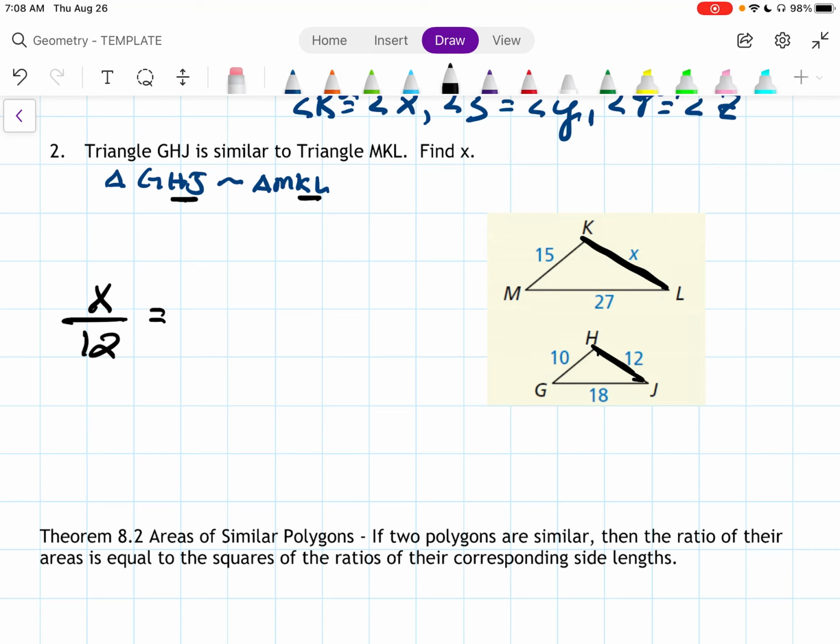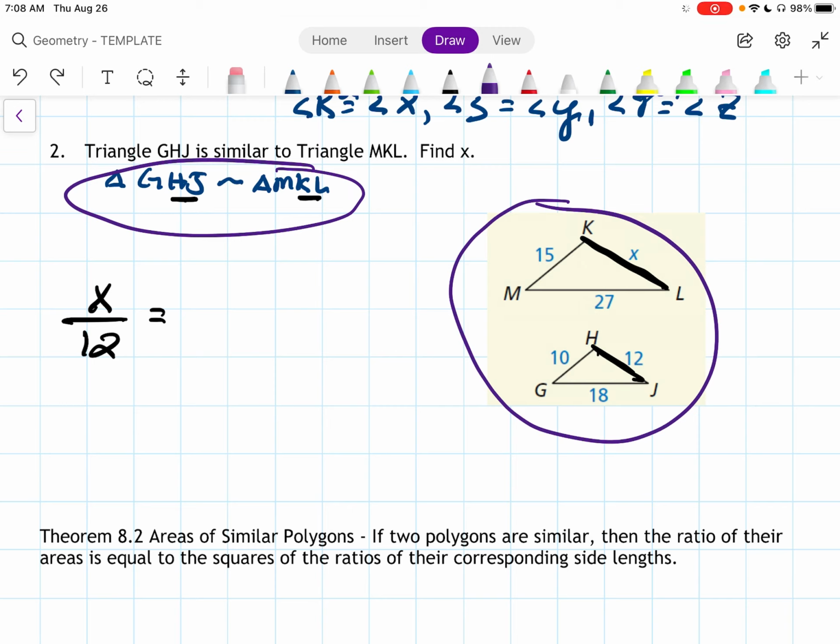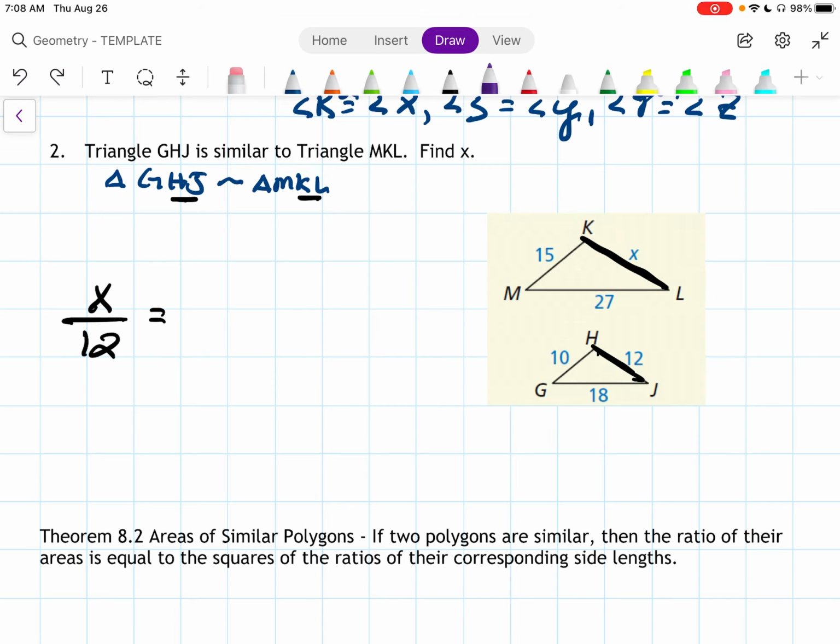Sometimes the pictures are nicely oriented to where we can tell obviously, right? If we're looking at these pictures, I could have probably told you that X and the 12 go together. But we always want to look at this similarity statement, because sometimes the problems will flip the triangle over or something like that, and it's not so obvious. So always try to look at that similarity statement.